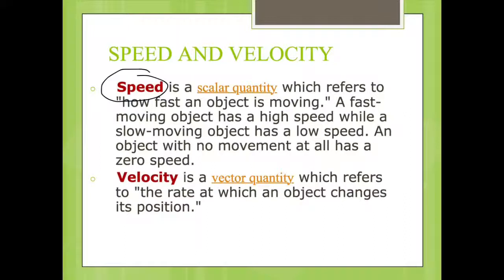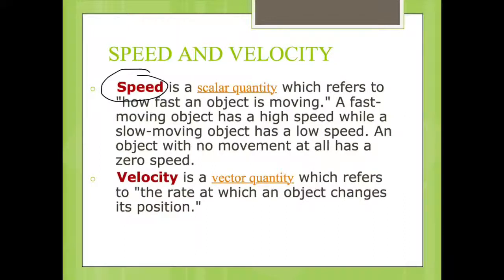It is a scalar quantity because we're only going to use numbers and units associated with it, but basically speed is how fast an object is moving. If you're moving fast, you have high speed, and if you're moving slow, you have low speed, or not moving at all, you have zero speed, something that we're all very used to already.